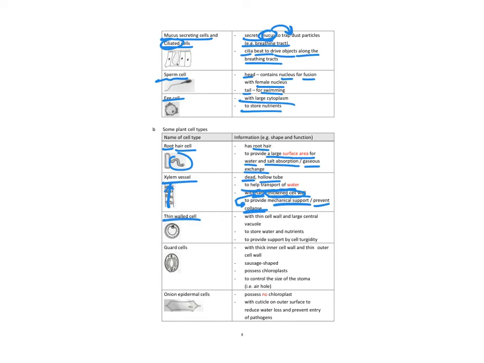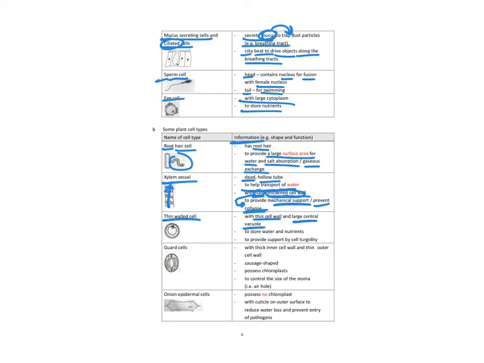Another type of plant cell would be the thin-walled cells. Very thin. It can be stretched, that means it can be stretched to a certain extent. So it has some information here. It has a thin cell wall and a large central vacuole.